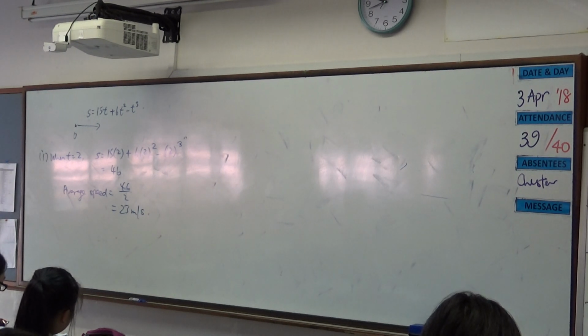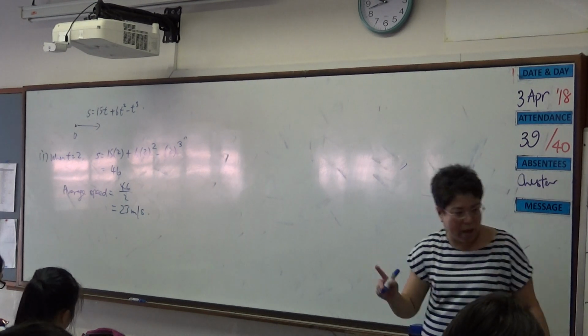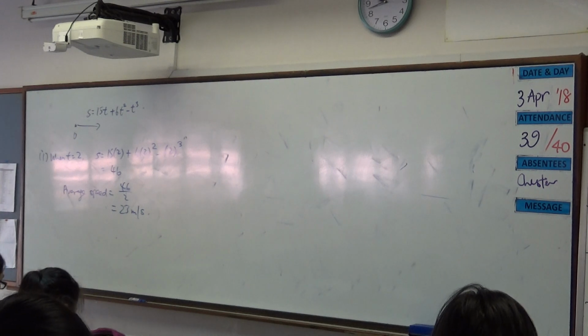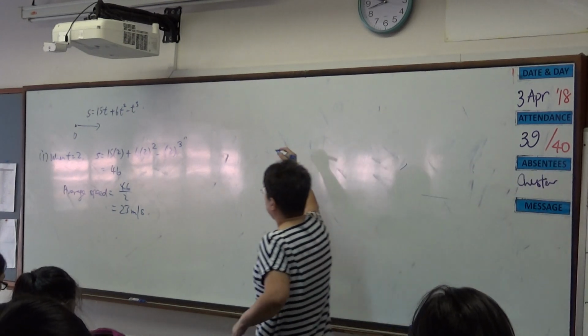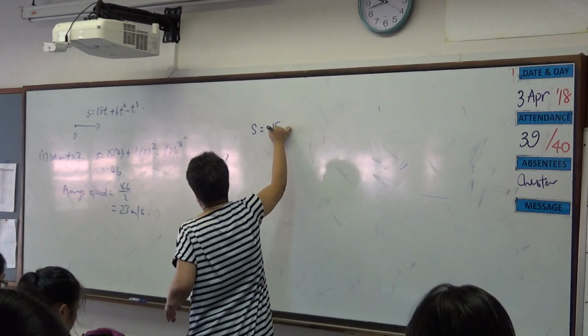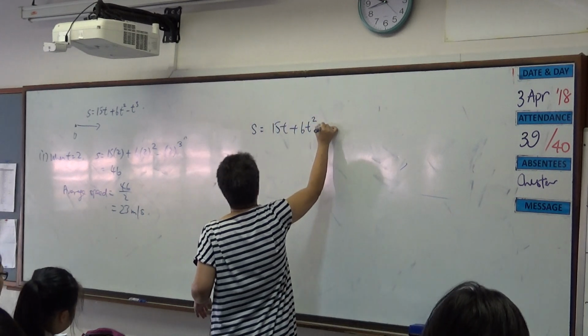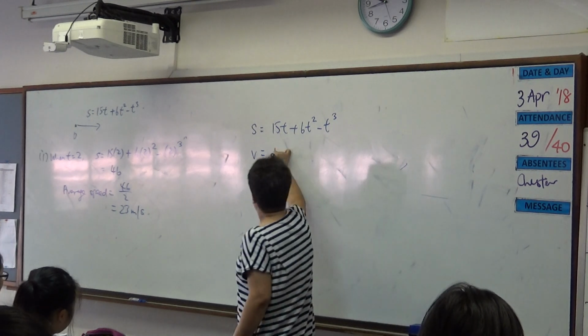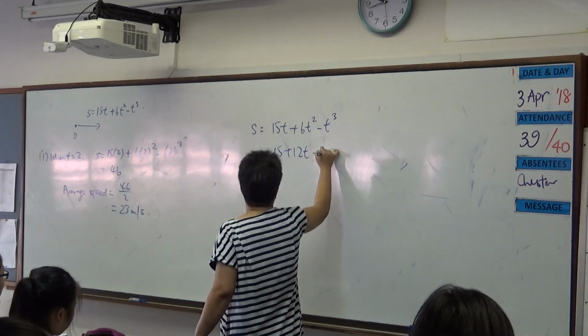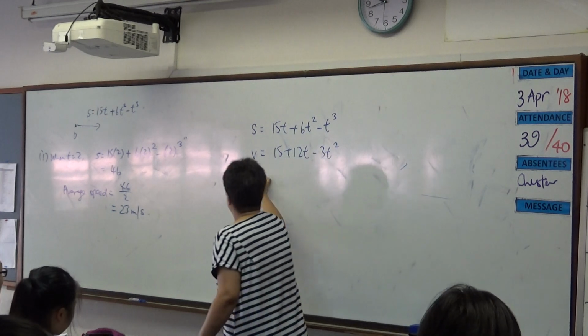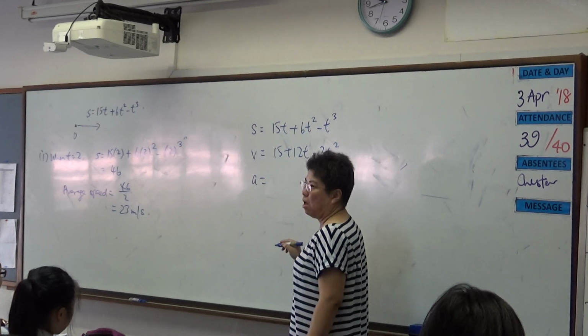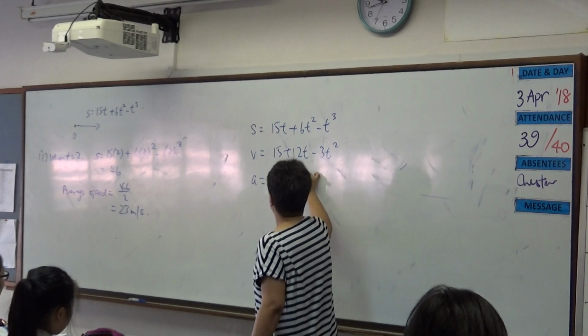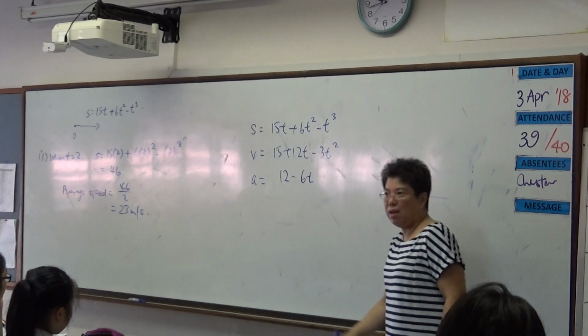The value of t when the acceleration of P is instantaneously 0. When acceleration is 0, what is the value of t? S is 15t plus 6t squared minus t cubed. What is v? 15 plus 12t minus 3t squared. What is a? 12 minus 6t. Everybody okay?